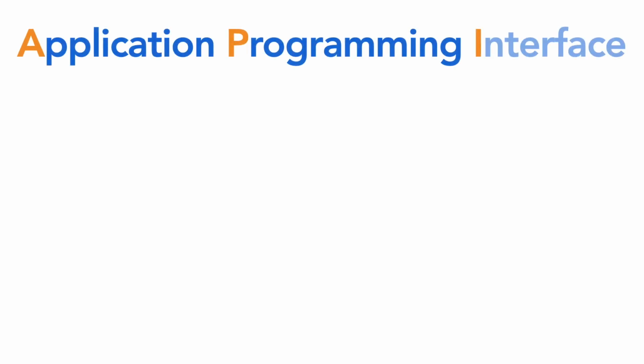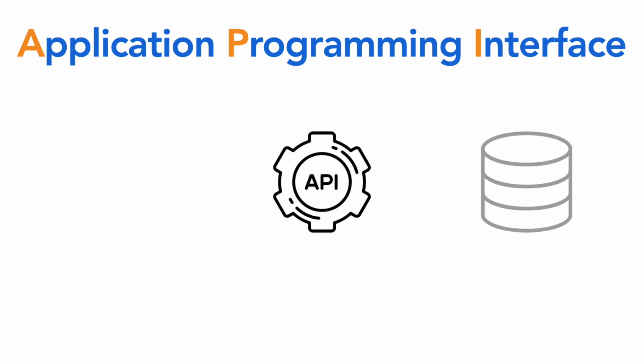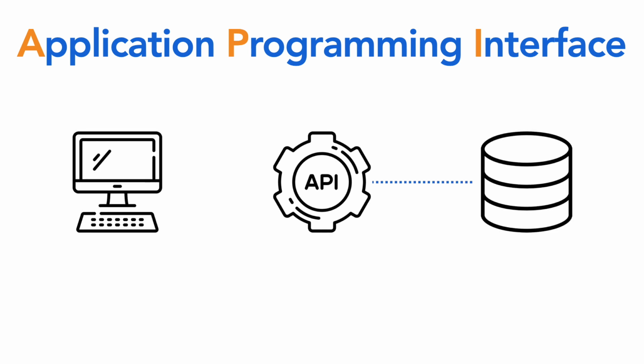First, what is an API? API stands for Application Programming Interface. APIs enable various software applications to communicate and exchange data with each other, making it easier for developers to integrate different services or functionalities into their own applications without having to deep dive into the internal workings of the applications they're interacting with.